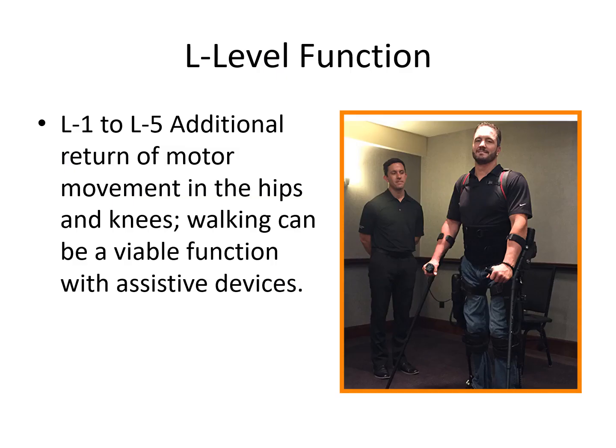When injury is at the lumbar level, we see return of motor movement in the hips and knees. And then walking becomes a viable function with assistive devices. Patients here have good sitting balance. They have full use of a wheelchair and ambulation with long leg braces. They can become completely independent in ambulation with the use of canes and short leg braces, but they still have difficulty standing for long periods of time.